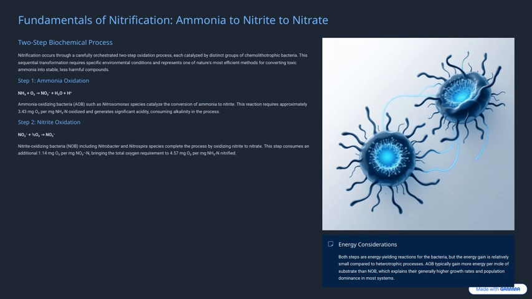Then, in the second step, nitrite is further oxidized to nitrate by nitrite-oxidizing bacteria, such as Nitrobacter and Nitrospira. This conversion also needs oxygen, about 1.14 milligrams per milligram of nitrite nitrogen. When you combine both steps, the total oxygen demand comes to roughly 4.57 milligrams per milligram of ammonia nitrogen nitrified.